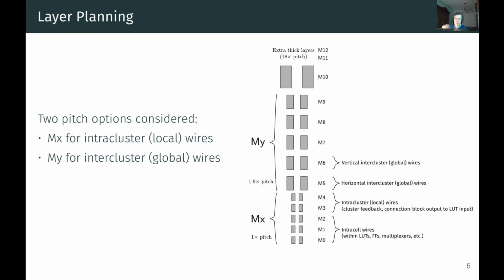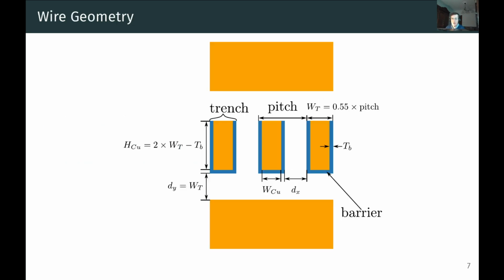On the upper metal layer group that we call MY, we trace the intercluster or the global wires, which are actually the channel tracks.